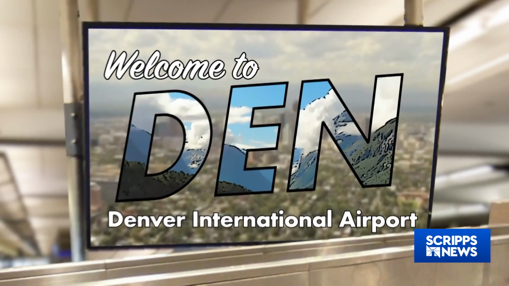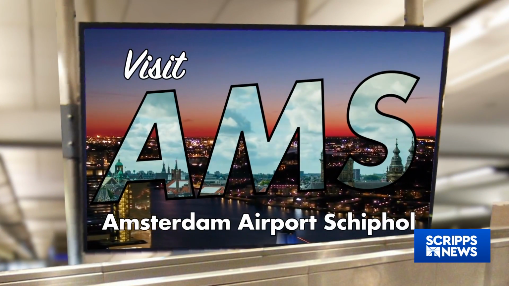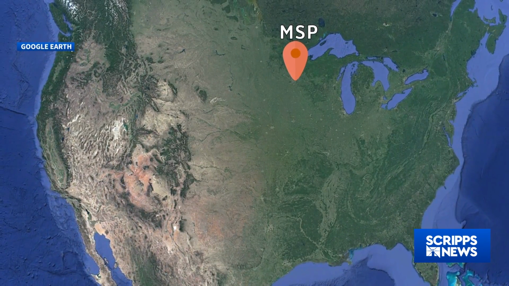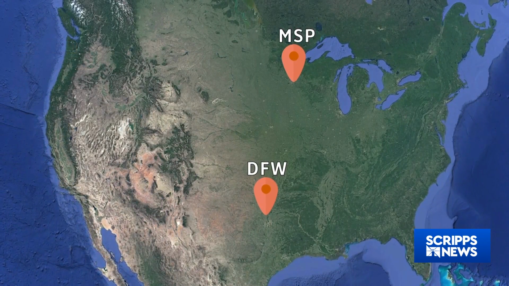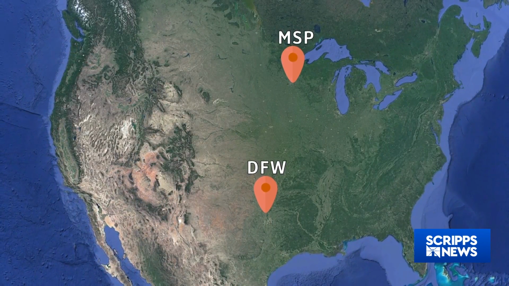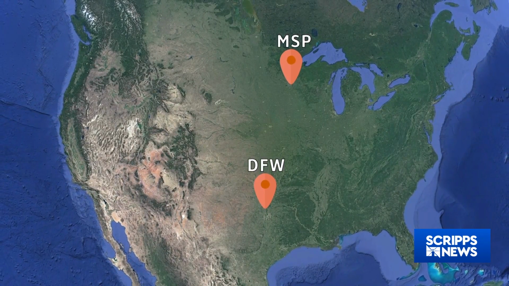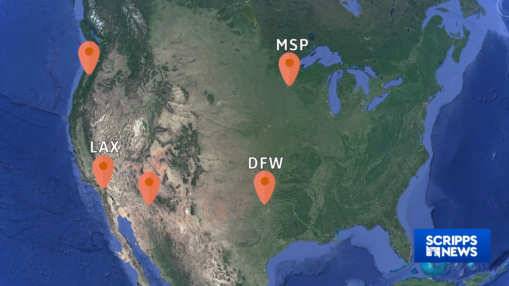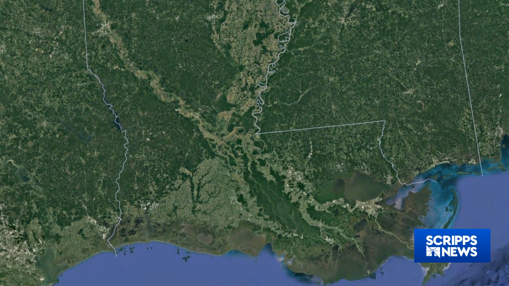Some of these make sense. Think DEN for Denver's airport and AMS for Amsterdam's airport. IATA uses MSP for the airport that services Minneapolis and St. Paul, Minnesota, and DFW for the airport in the Dallas-Fort Worth area of Texas. IATA added an X to the original two-letter weather service code for airports in Los Angeles, Phoenix, and Portland, Oregon to give us LAX, PHX, and PDX. But some codes aren't as easy to figure out.